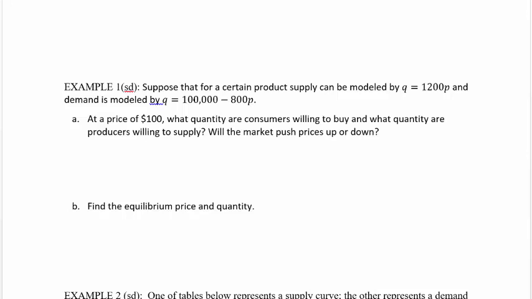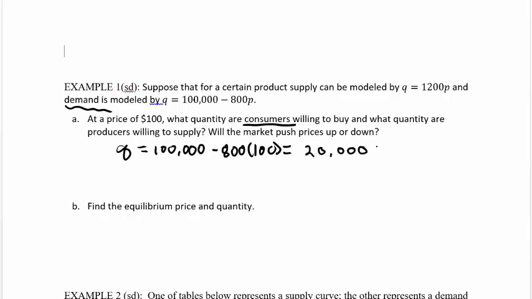So if we're talking about consumers, like we're asked to in the first part of this, we need to look at demand. So here, if we plug in a price of 100, we get 100,000 minus 800 times 100. So that's going to give us 20,000. So that's our demand. I'm going to put a D here, so remember that that's demand.